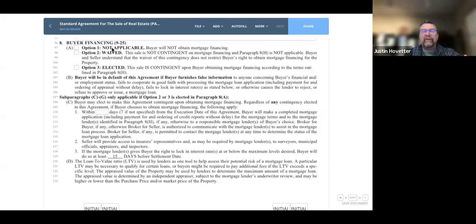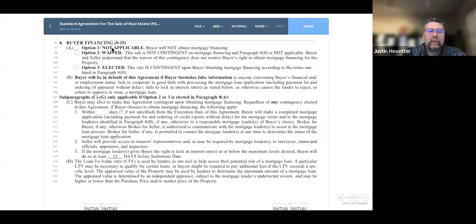Okay, waived. This is not contingent upon mortgage financing. The buyer and seller understand that the waiver of this contingency does not restrict the buyer's right to obtain mortgage financing. But what happens if they can't get the mortgage financing, gang? The EMD is still at risk. That means that EMD is more likely than not, in this case, going to go to the seller if they have to bail out of this deal. Option two does not protect your buyer.